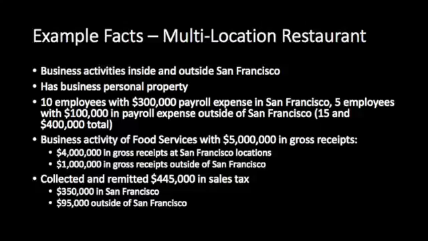In this example, I will be filing using the following facts. Business activities are both inside and outside San Francisco with taxable business personal property, 15 total employees, and $400,000 in payroll expense, with 10 employees inside San Francisco and with $300,000 in San Francisco payroll expense. The business has $5 million in gross receipts in the business activity of food services. Of those gross receipts, $4 million are from transactions that occur in San Francisco.